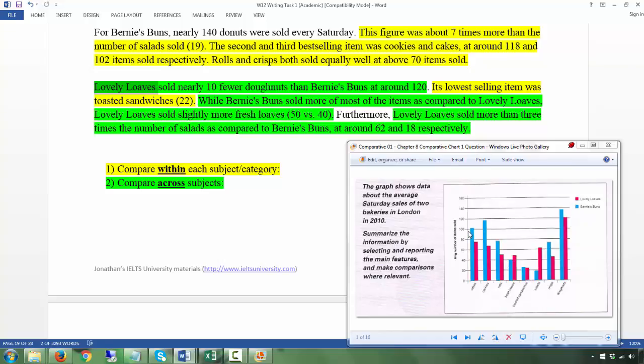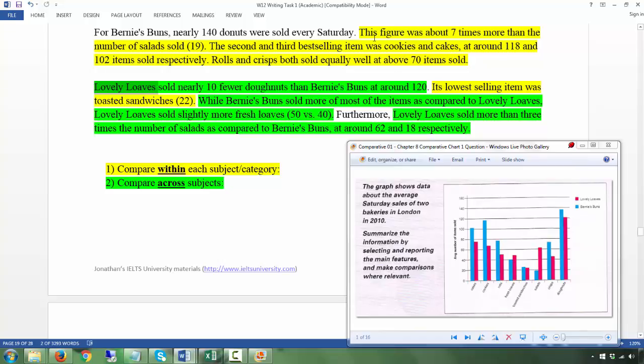At around 118 and 102 items sold respectively. Rose and Chris both sold equally well at above 70 items. Okay, now what I want you to take note of is here. Did I talk about every single category, every single product there? No, you don't have to. Remember, you make a decision, you don't have to.